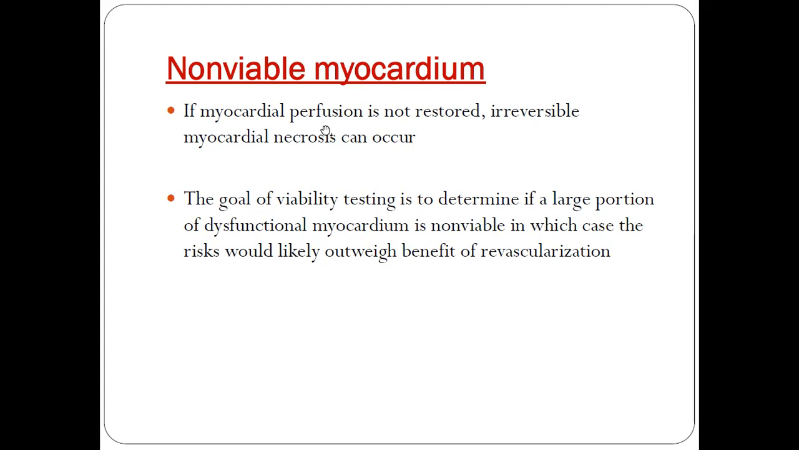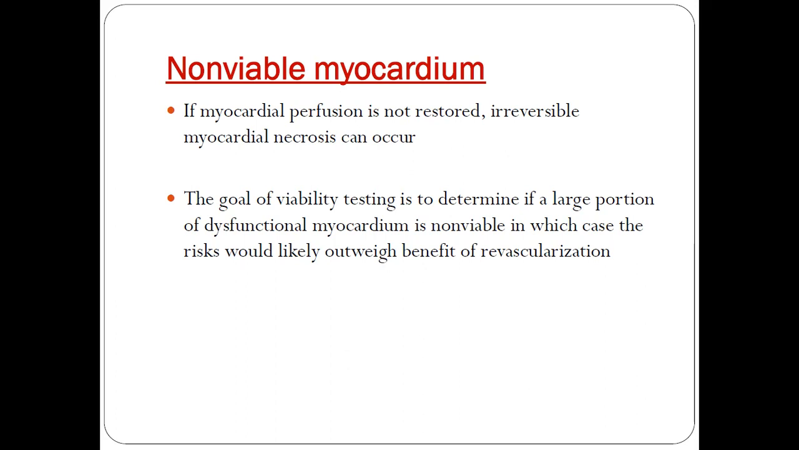Non-viable myocardium. If myocardial perfusion is not restored, irreversible myocardial necrosis can occur. And the goal of viability testing is basically to determine if a large portion of dysfunctional myocardium is non-viable, in which case risk would likely outweigh benefit of revascularization. Why is this phase important? If the myocardium is already dead or very much necrotic, there is no use of doing a revascularization in that vessel.